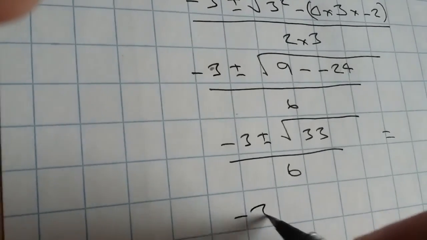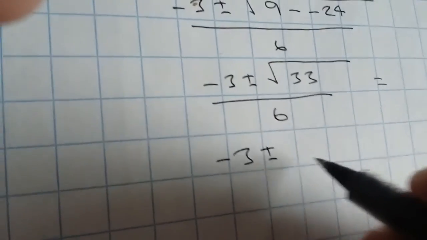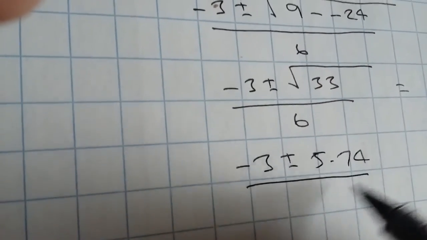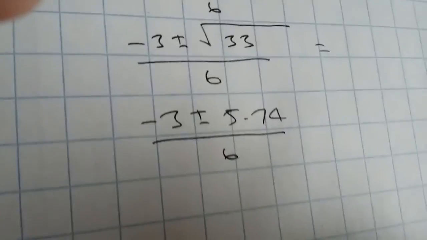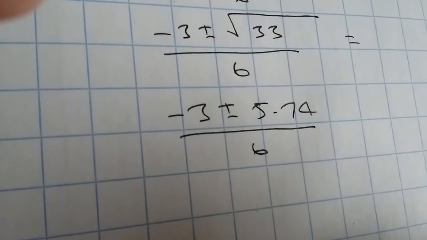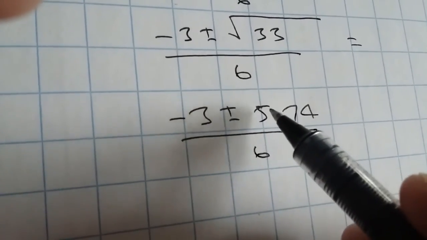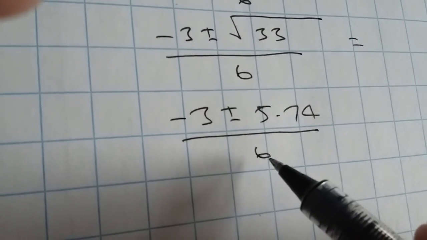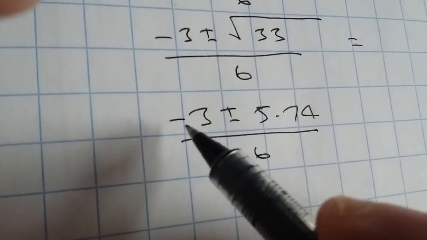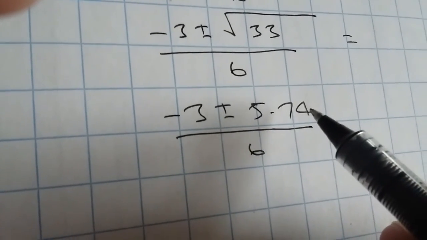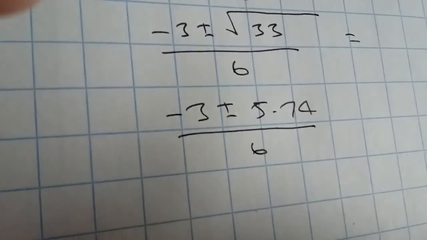So we've got minus 3 plus or minus 5.74 all divided by 6. I cannot do those in my head quick enough, but you'd end up doing minus 3 plus 5.74 divided by 6, which gives you one answer, and the other answer will come from minus 3 minus 5.74 divided by 6 to give you the second answer.